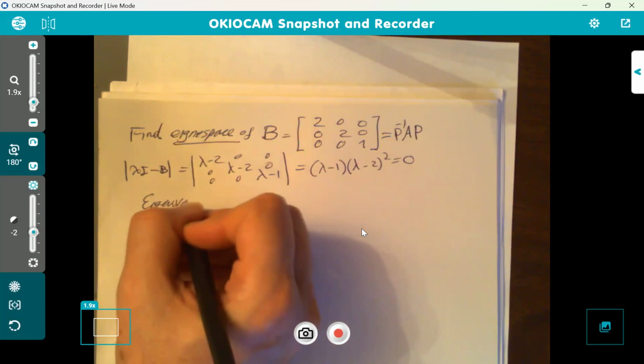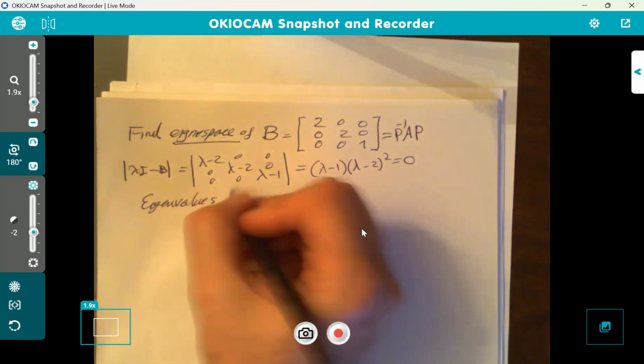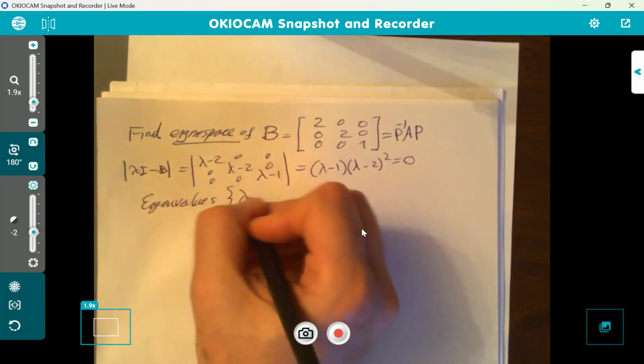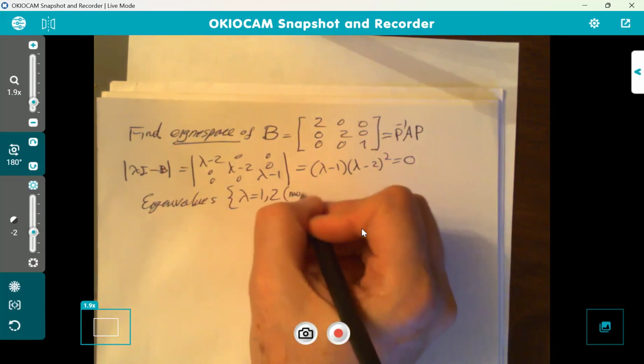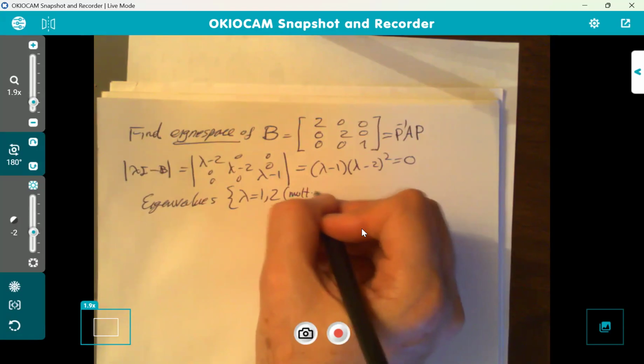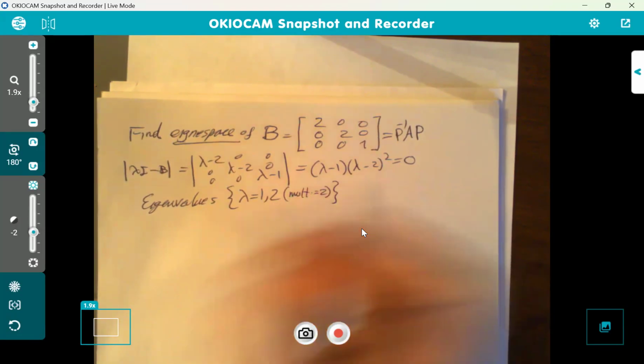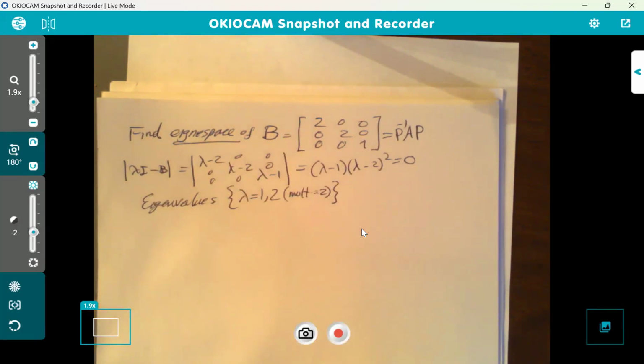No surprise. The eigenvalues would be the same, right? Because that's what we said. 2 and the multiplicity equals 2. Okay, so we confirmed it, in fact. They have the same characteristic polynomial, same eigenvalues.